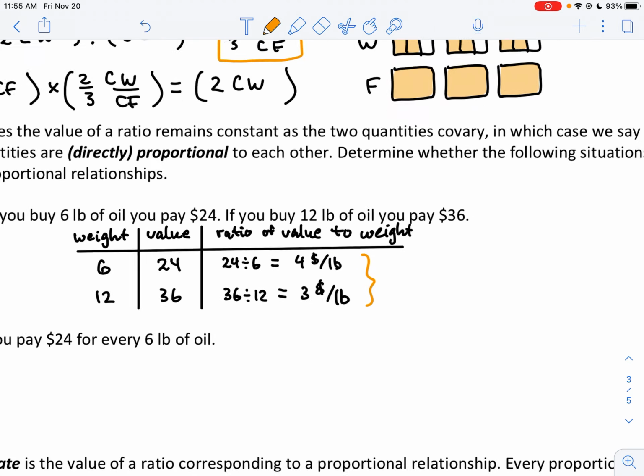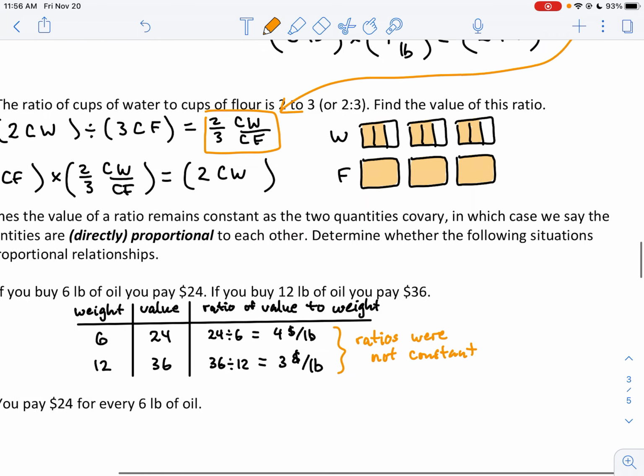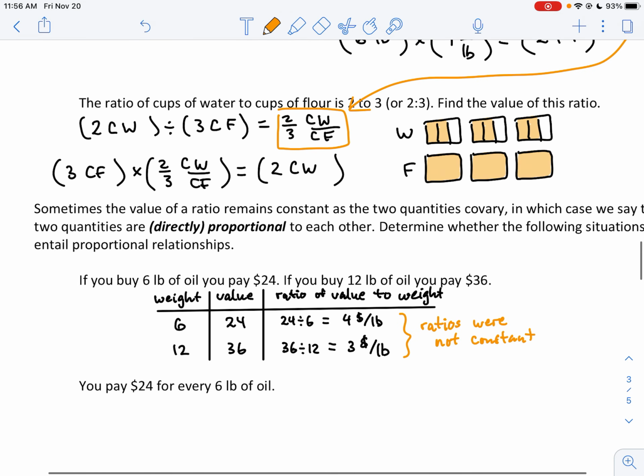But when you did the 2 instances and calculated the 2 ratios, we got unconstant. The ratios changed. So the ratios were not constant. So I would say that the weight and value are not proportional to each other in this case, because to be proportional to each other, they have to maintain the same ratio.